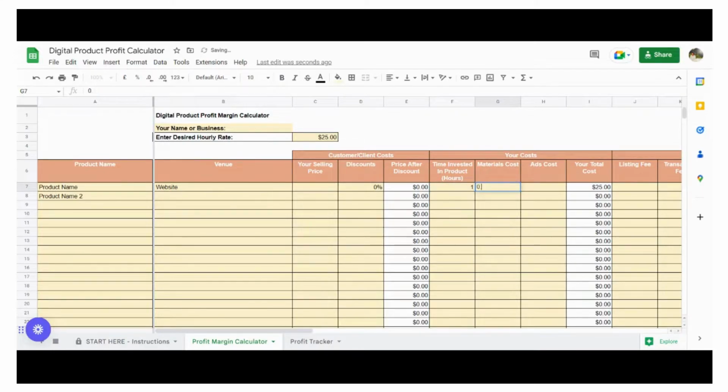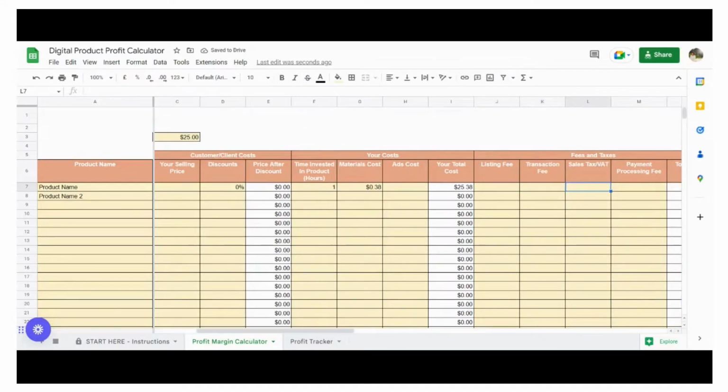Then I add my materials cost. I take the sum of all materials that I use in making the product. And this is really the best part because it comes up to nothing. I don't spend money on any software for creating the digital product since Google Docs and Canva are free. So you can say that much of my cost is in the time that I invested.